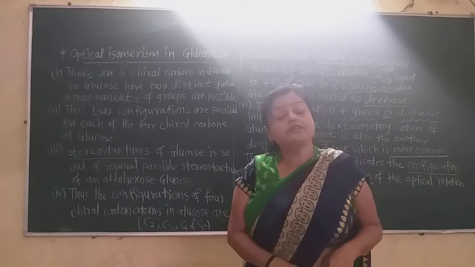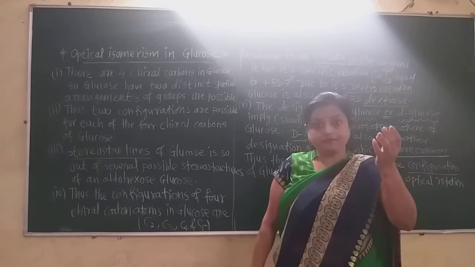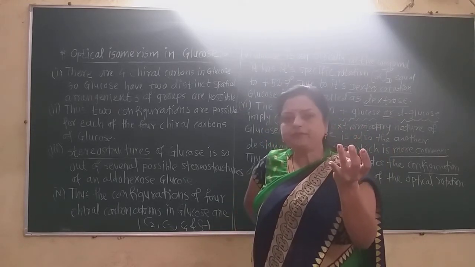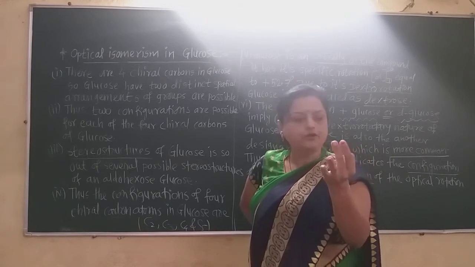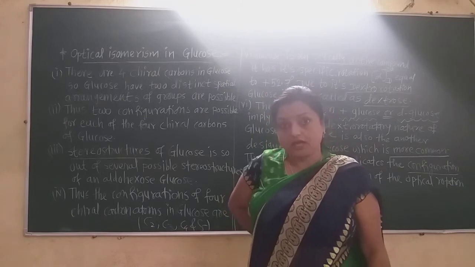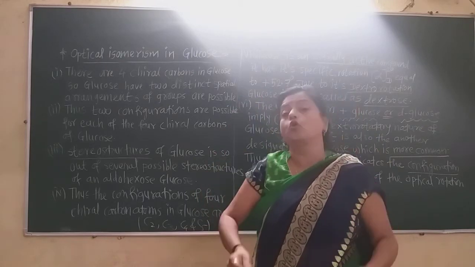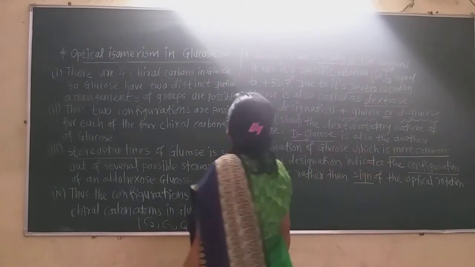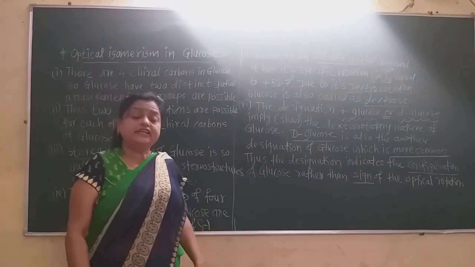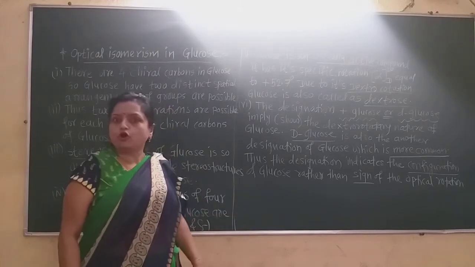So due to those asymmetric carbon atoms, the carbon atoms number 2, 3, 4 and 5, these 4 carbon atoms in the structure of glucose are the asymmetric carbon atoms. You know the structure of glucose. Last day I drew that structure vertically, but here I show you the structure horizontally due to the lack of space.